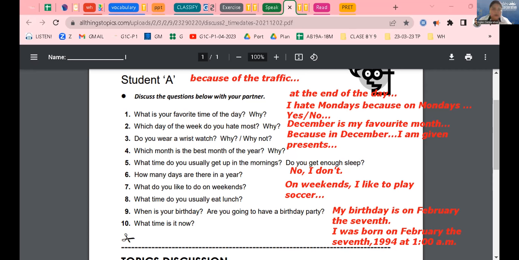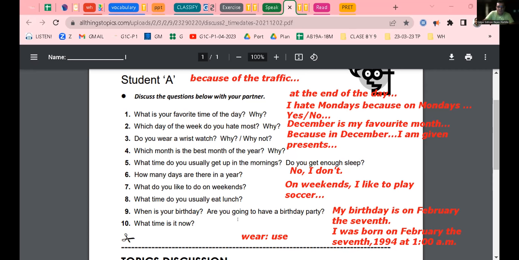Question three. Un reloj. So do you wear a wristwatch? Hi, Edgar. Okay. Do you use? Do you wear? You use. Usar. Wear. Watch. Un reloj.